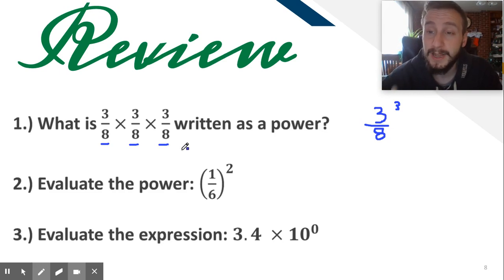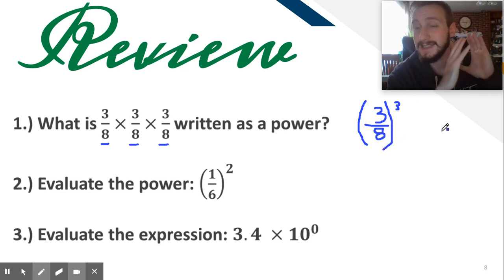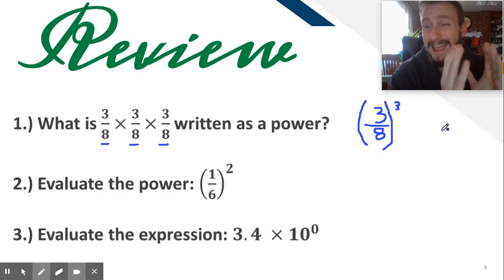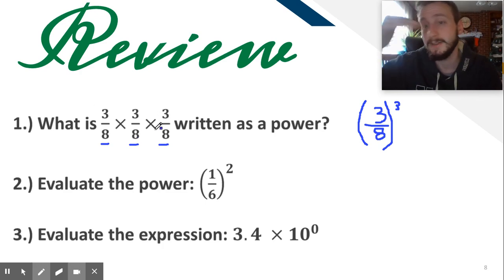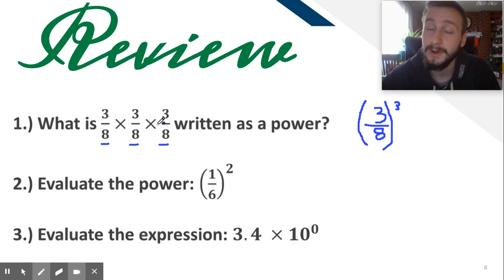Now, be careful. This is what I mean when it comes to fractions and we're trying to write it as a power. Right now, it looks like we're good. But technically, this exponent is being attached to this 3, when in reality, we want this exponent to be attached to the entire fraction. So the way that we need to really write this is put parentheses around the fraction to show that 3/8 is its own unit, and we're raising that to a power of 3. That way it's 3/8 times 3/8 times 3/8, not just 3 cubed divided by 8. Okay? So be careful when it comes to fractions.